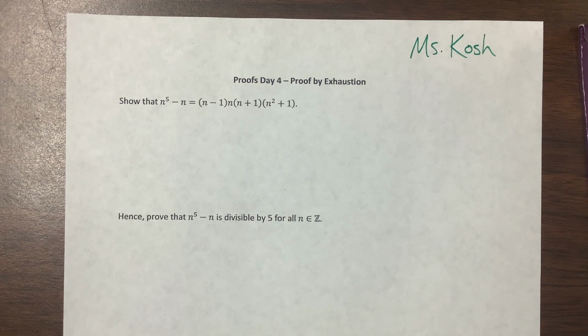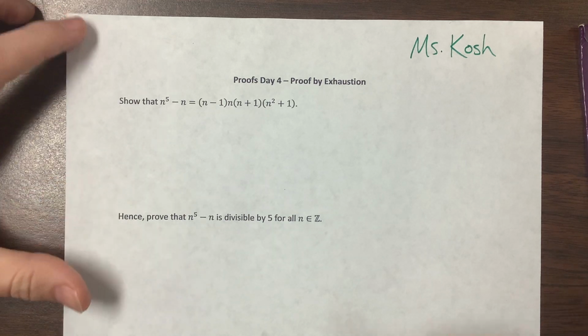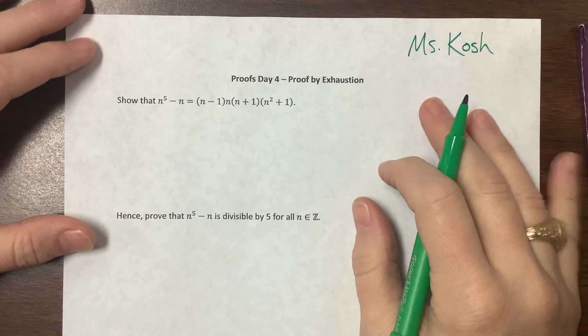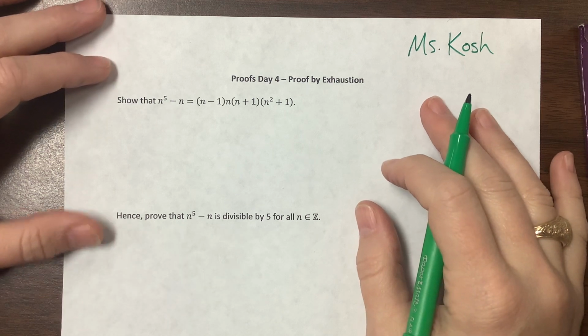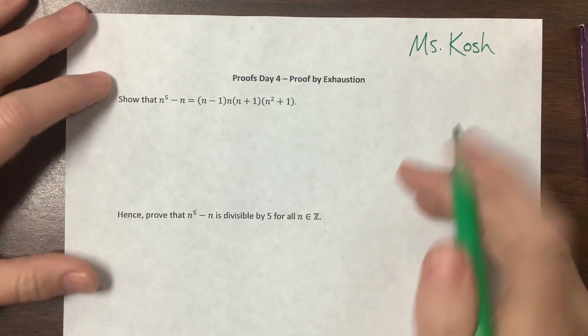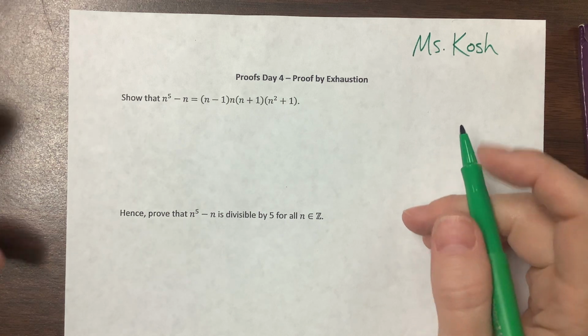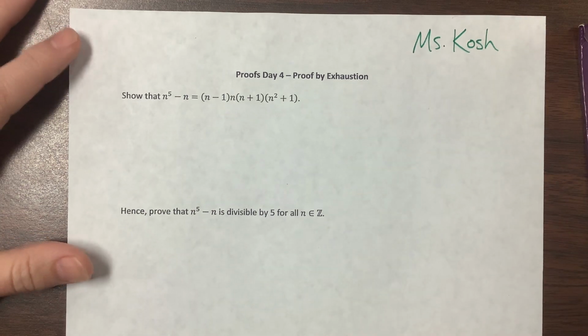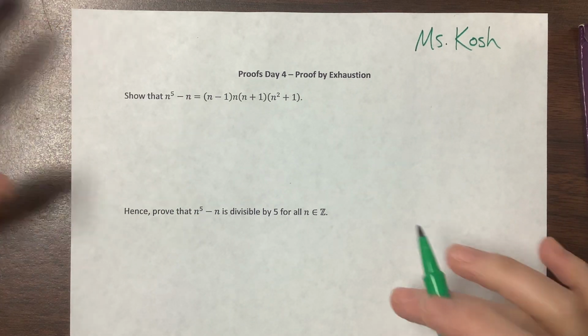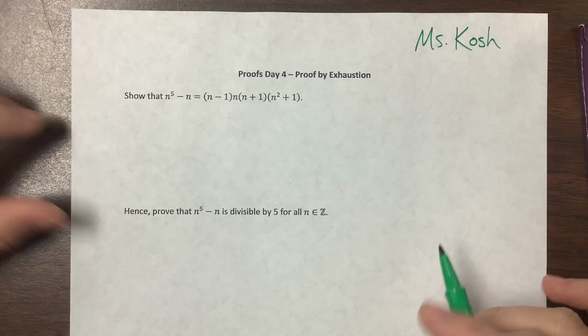Okay, this is another video for my IB kids to learn proofs. And so this one, our book calls this proof by exhaustion, and you'll love and hate this name because it does get rather exhausting. But the idea is that you're going to exhaust all possibilities.